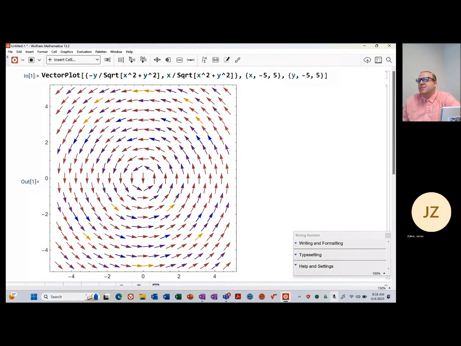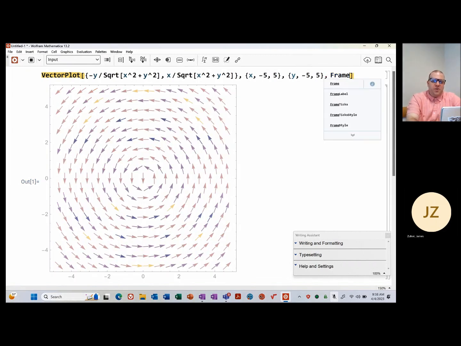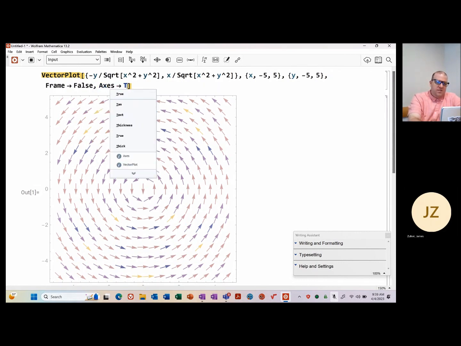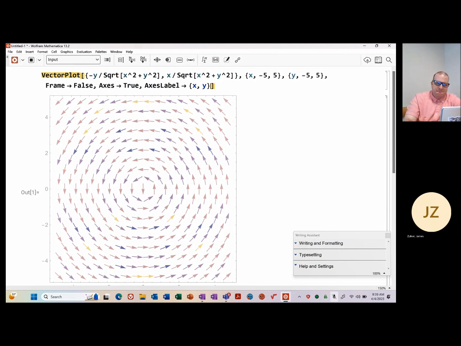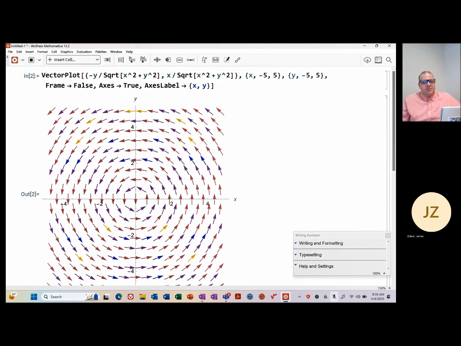Yeah, see, I don't like that. So that's what it would give you. That's not at the origin right now. Perfect. So let's adjust some settings. Turn the frame off. Turn on the axes. Go ahead and label them. It'll give us this now.